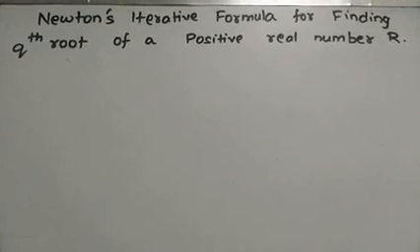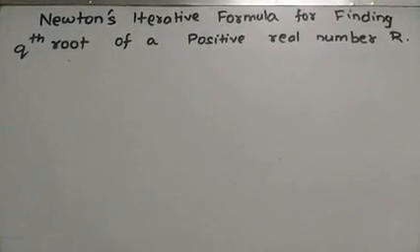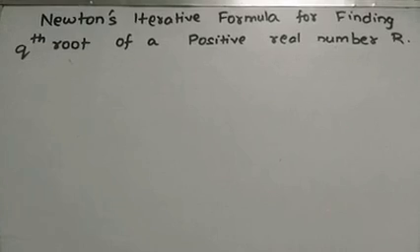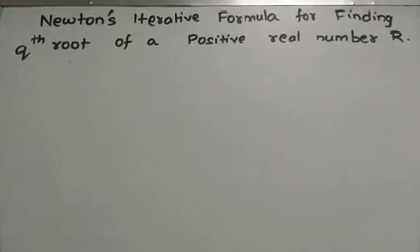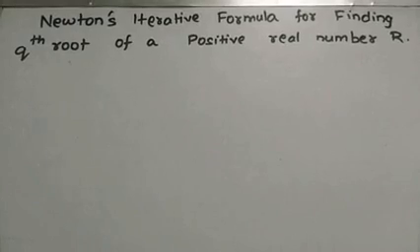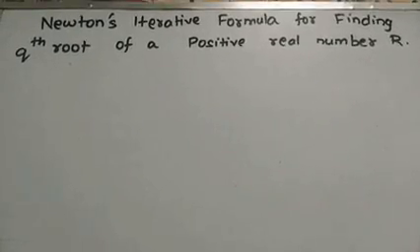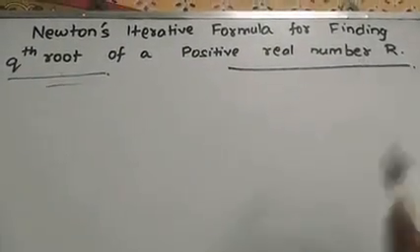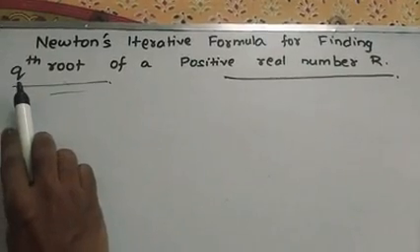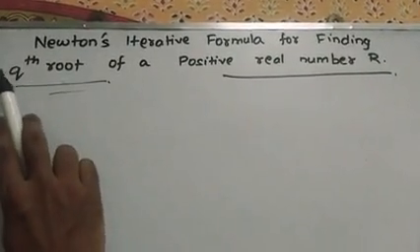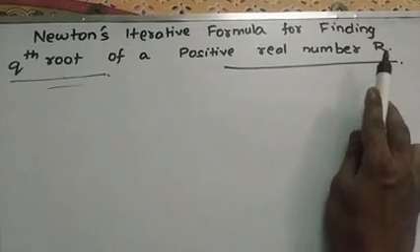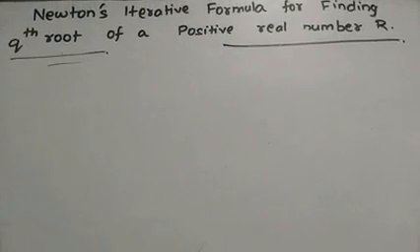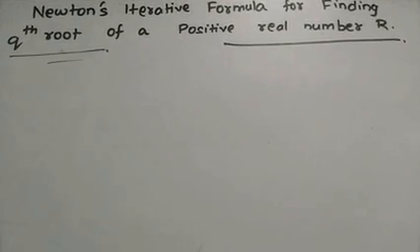Hello students. So today the topic of discussion is Newton's iterative formula. Basically, Newton's iterative formula is an application of your Newton-Raphson method. Here, in this formula, we will find the qth root of a positive real number r. Qth root means, as with square root and cube root, the qth root of a positive real number r. So with the help of the Newton-Raphson formula, we are going to find the qth root of a positive real number r.